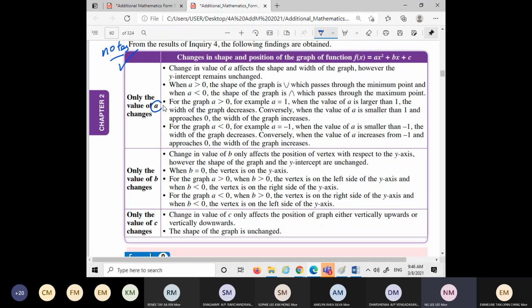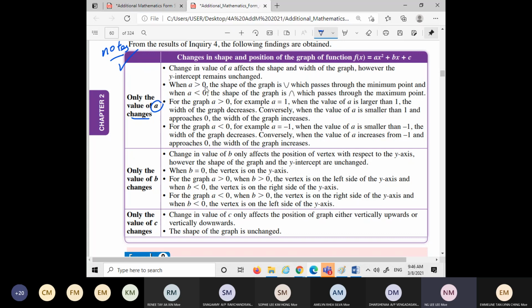Now a changes. We will see what will happen to the shape and the position of the graph. A change in the value of a affects the shape and the width of the graph. However, the y-intercept remains unchanged.